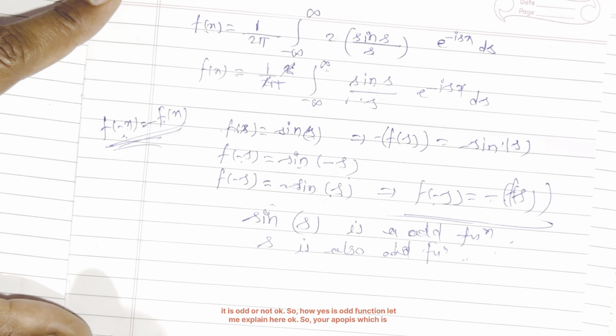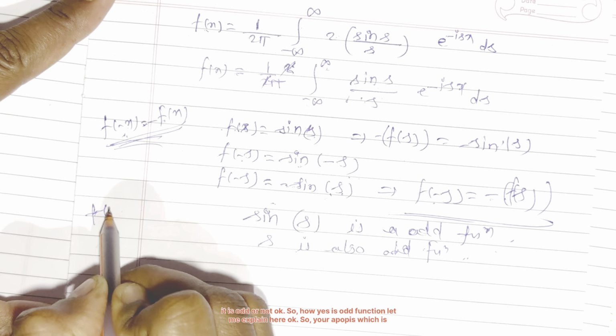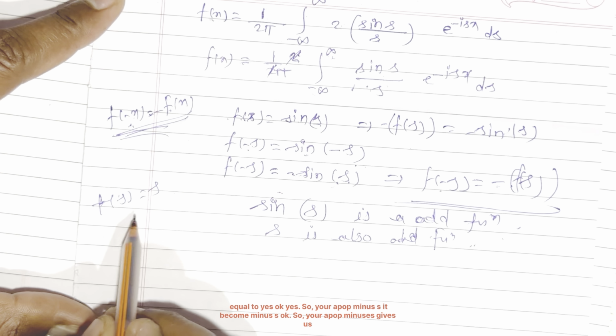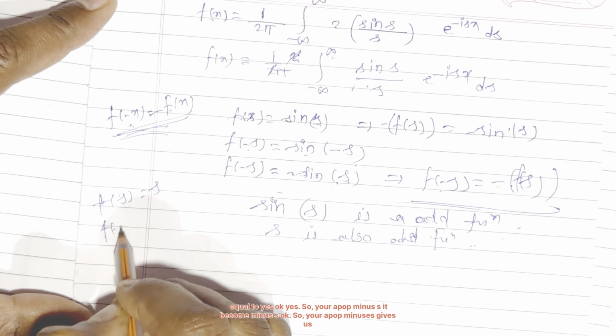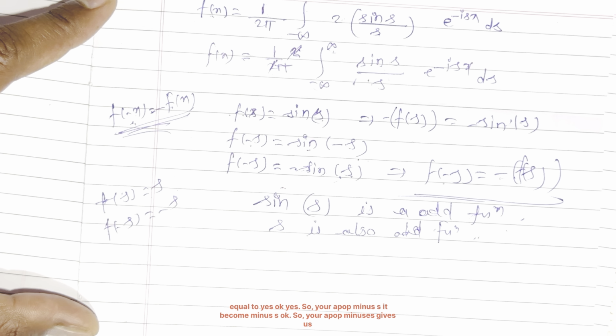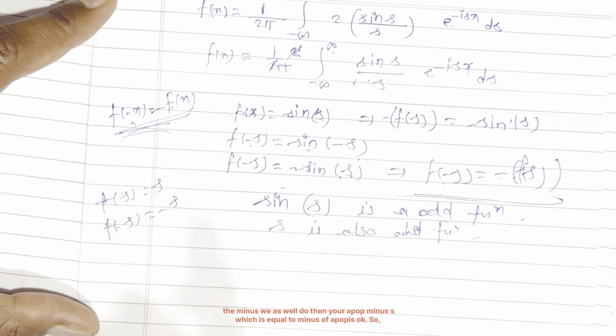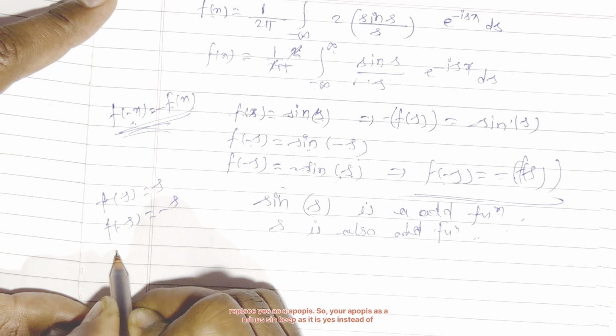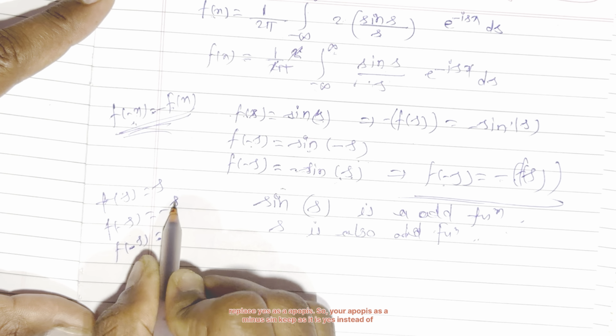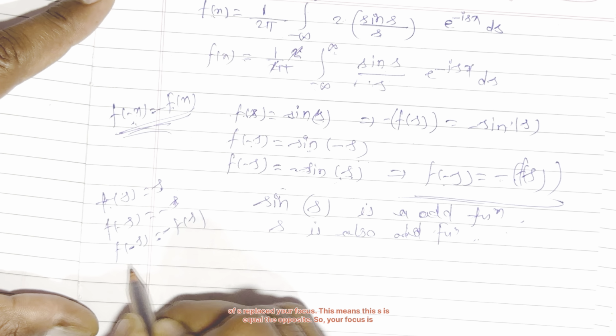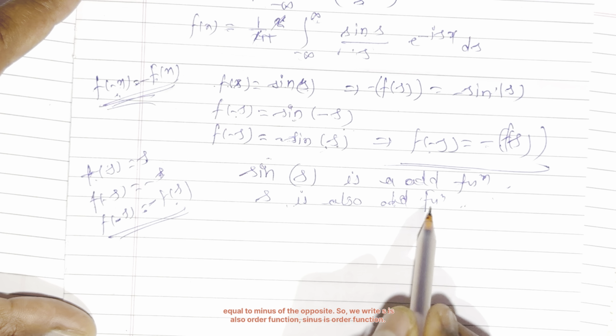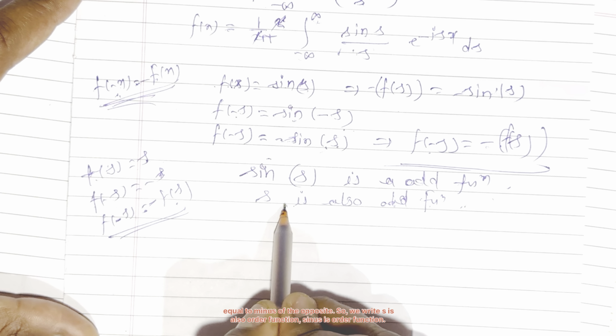Let me explain here. f of s is equal to s. So f of minus s becomes minus s. So f of minus s gives us the value minus s, then f of minus s is equal to minus of f of s. Replace s as f of s, keep the minus sign as it is. So f of minus s is equal to minus f of s. So we write that sine s is an odd function, and s is also an odd function.